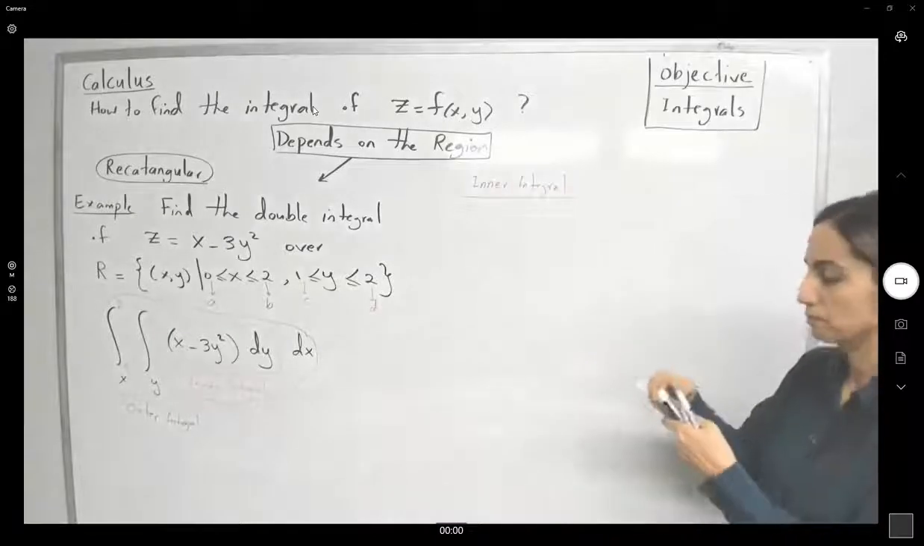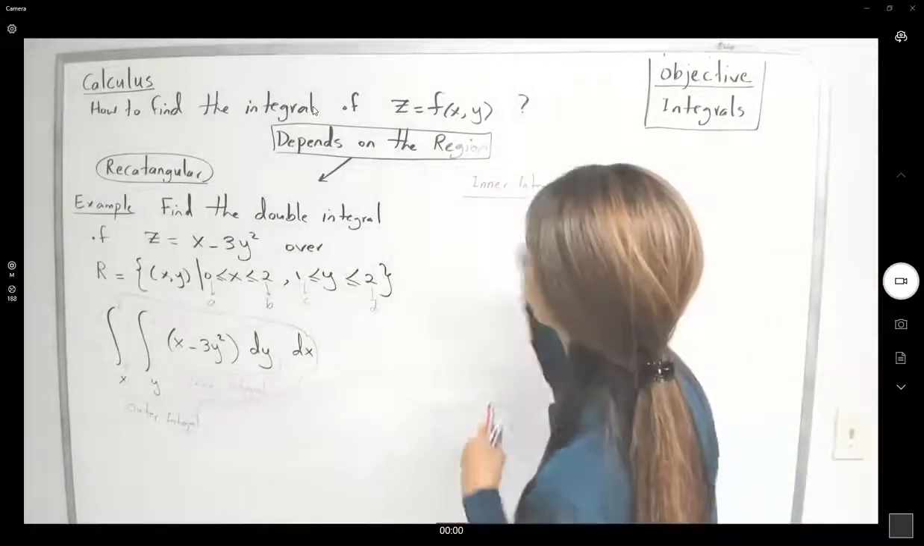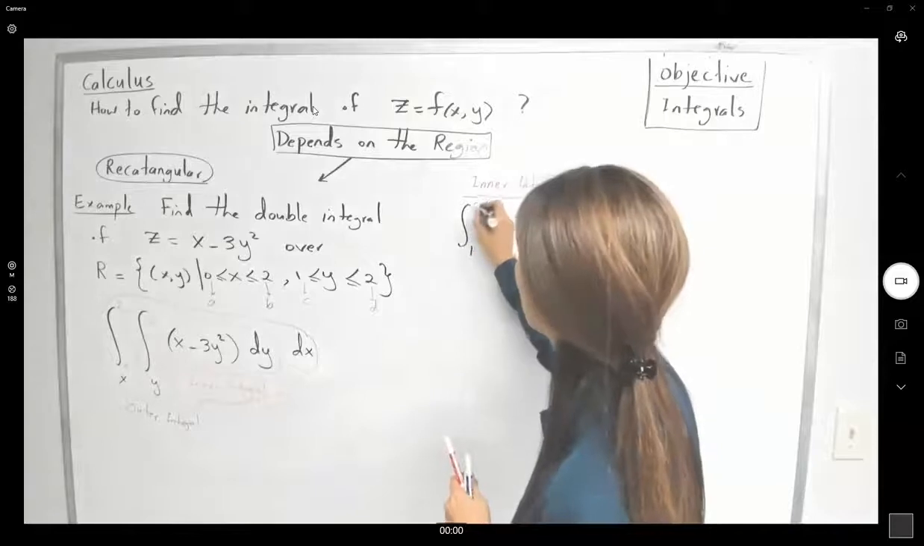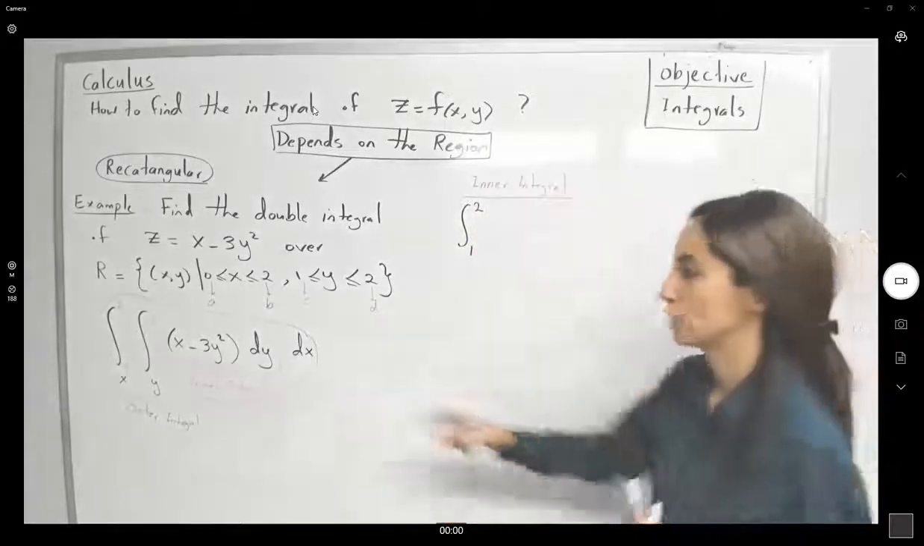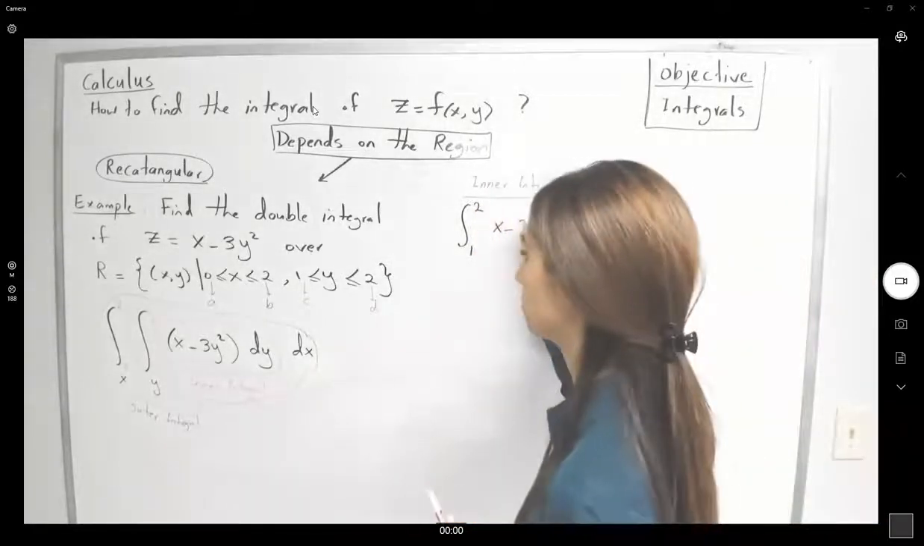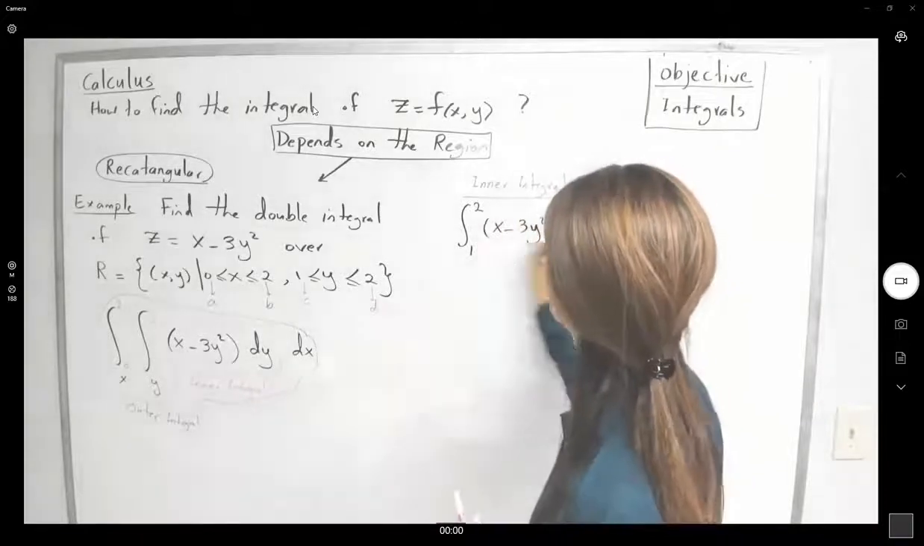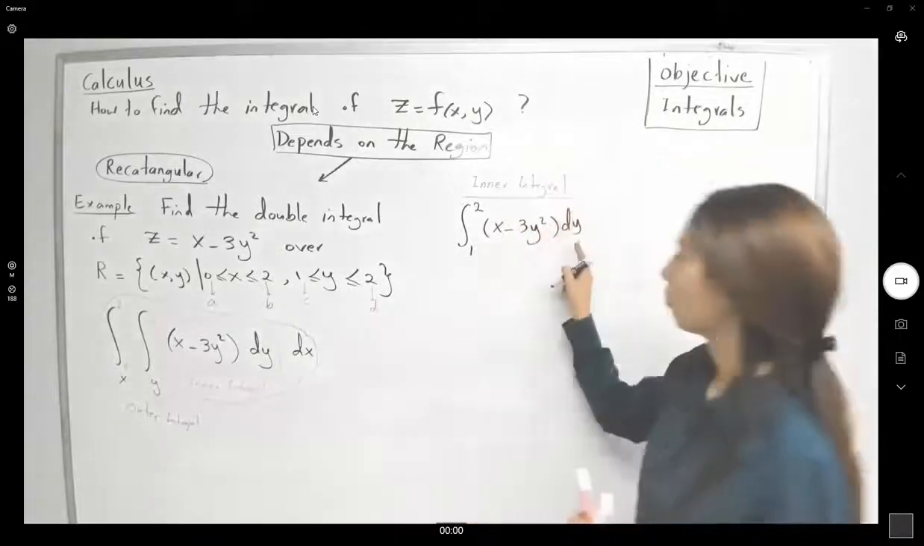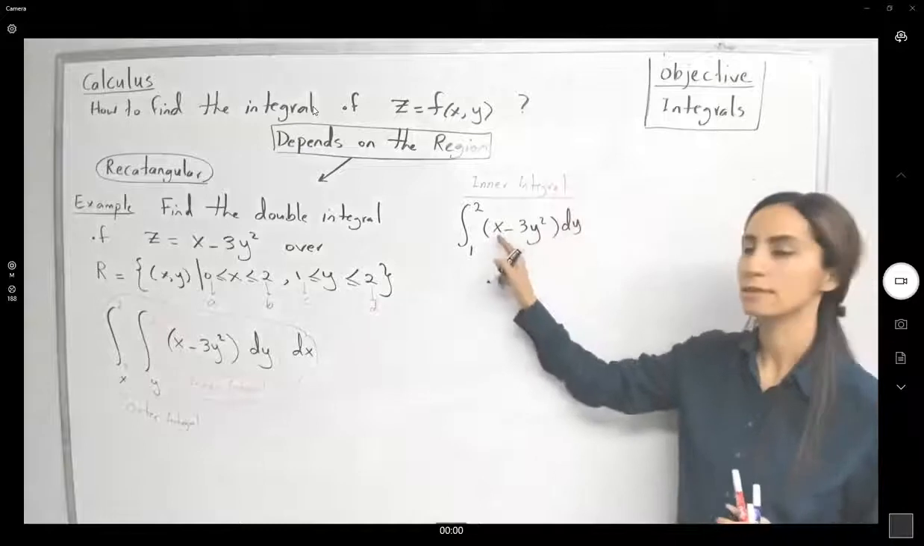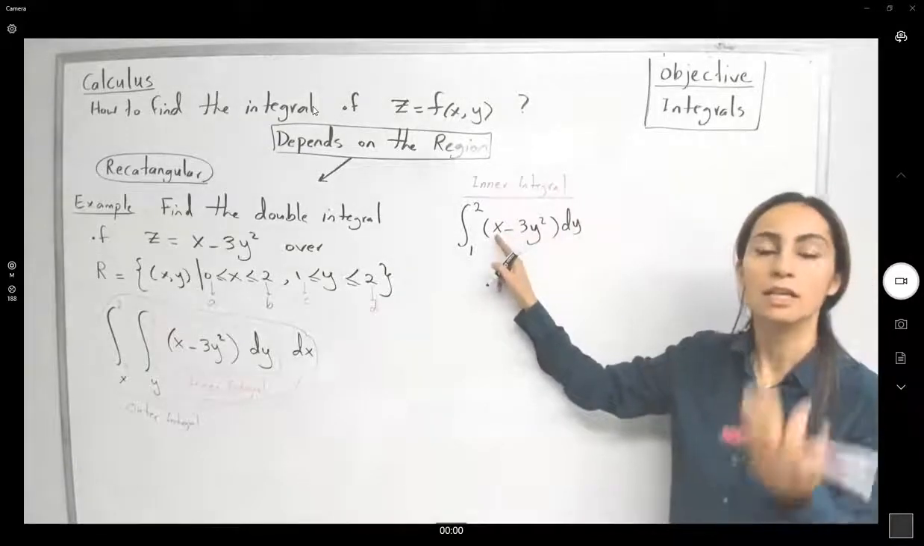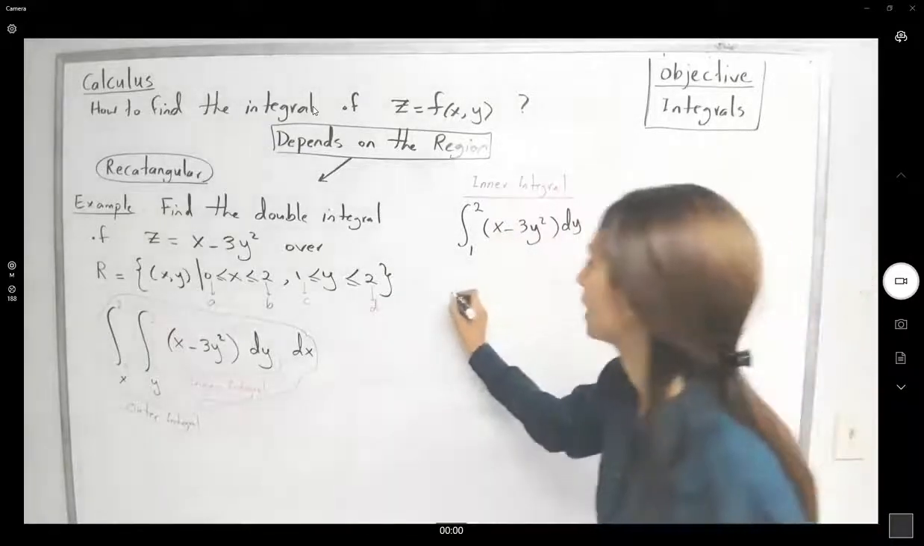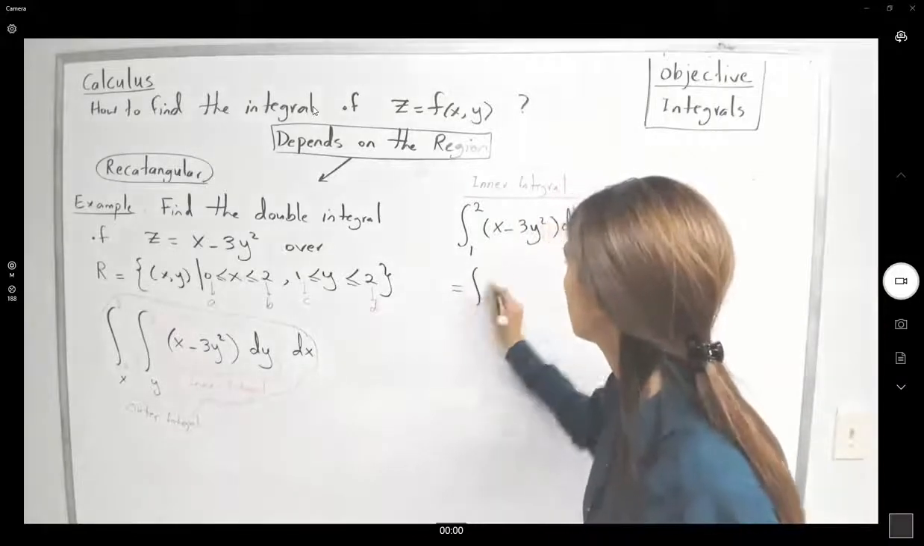My inner integral is the integral with respect to y, while y is between 1 and 2. And my function is x minus 3y squared dy. With respect to y, x is just a constant. It means that you have to copy this guy down. This is equal to the integral.